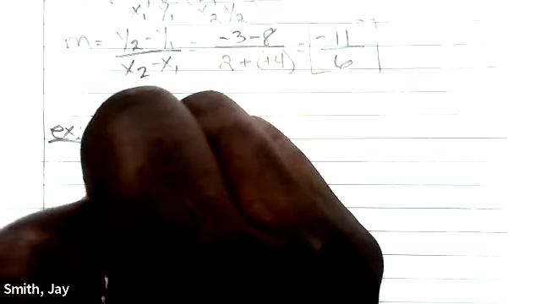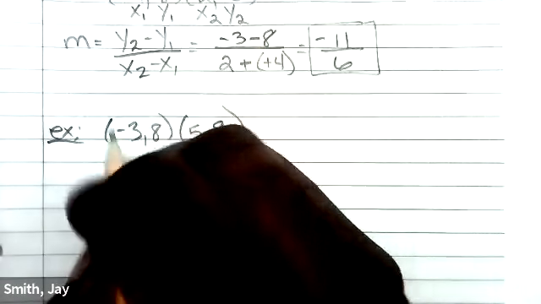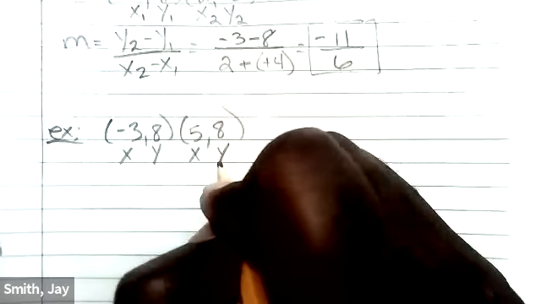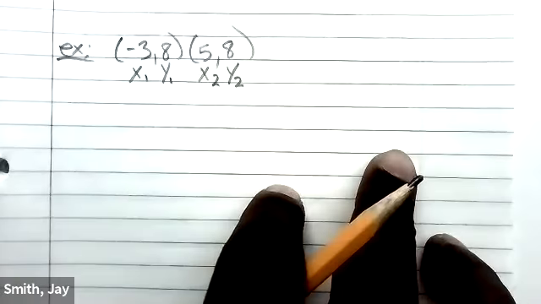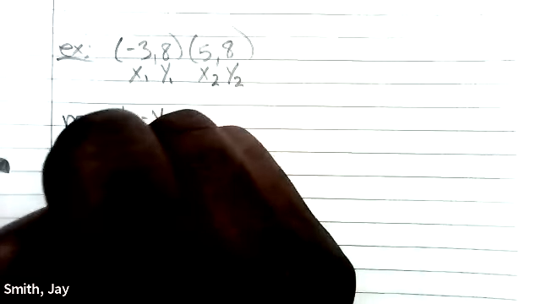More of the same. This time we're given the points -3, 8 and 5, 8. First number x, second number y in the ordered pair. x, y, first x, first y, second x, second y. Plug everything into its appropriate place. Keep in mind the slope formula, y2 minus y1 over x2 minus x1.